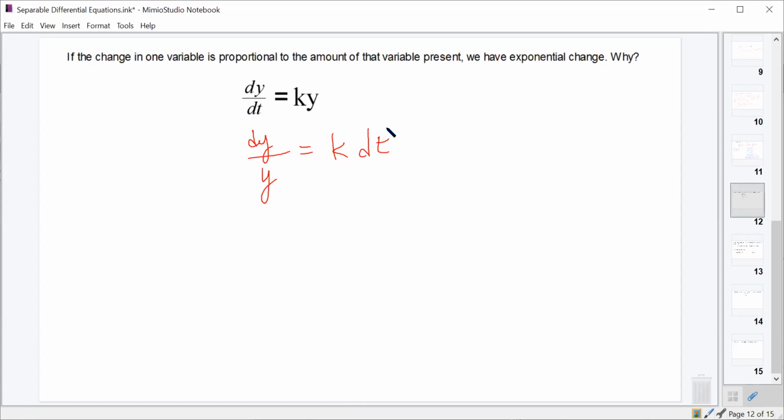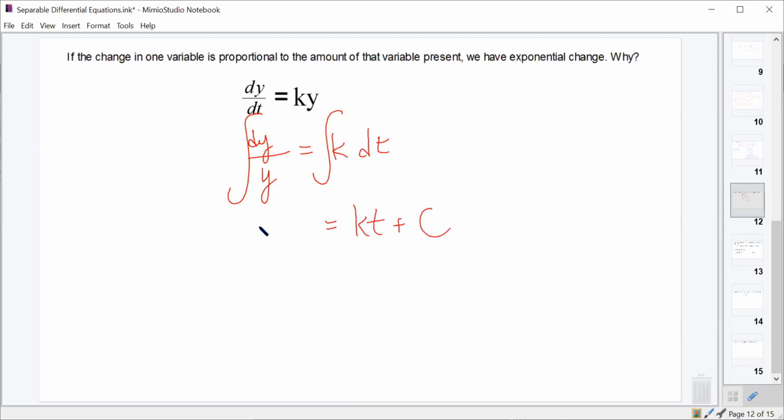And so we've now separated the variables. Everything with a y, the dy and all the y terms, are on the left. And everything with a t, which was nothing, and our dt are on the right-hand side. So when we integrate here, we're just integrating a constant with respect to t. What's the integral of a constant with respect to t? Constant times t, plus some other constant.